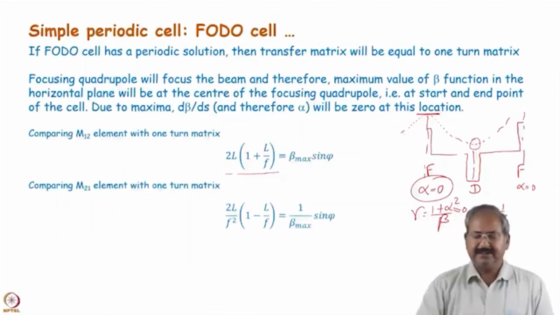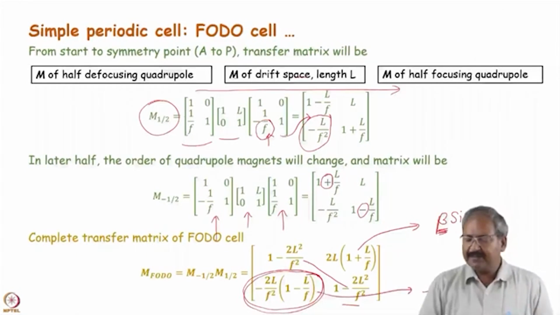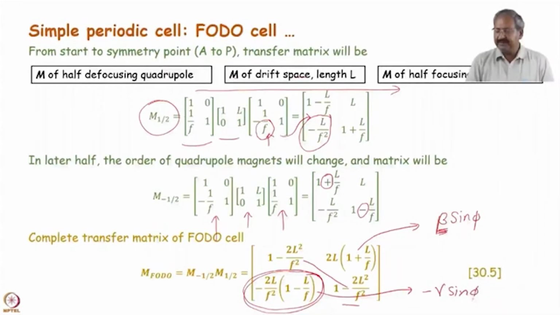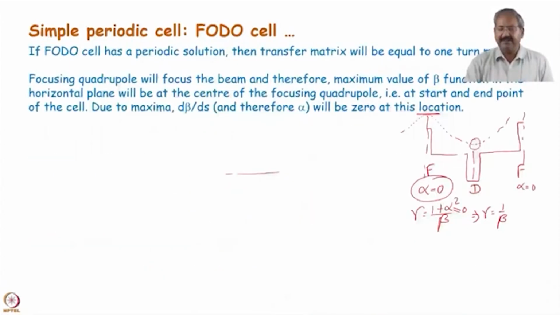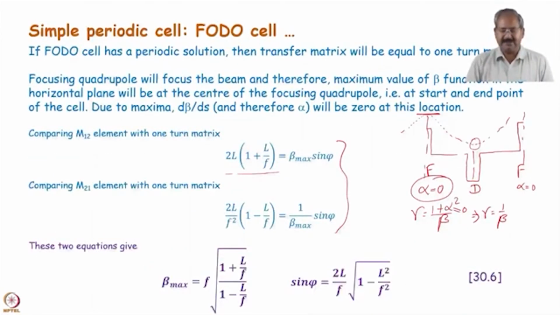So at this location we can write down that this quantity is equal to minus gamma sin phi. Because alpha is 0 at this location, this will be minus 1 by beta sine. So this element should be equal to beta sine phi, and this element should be equal to minus 1 by beta sine phi. And we did this. These are the two relations.